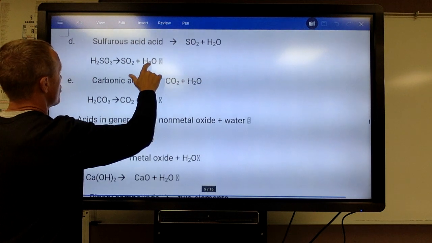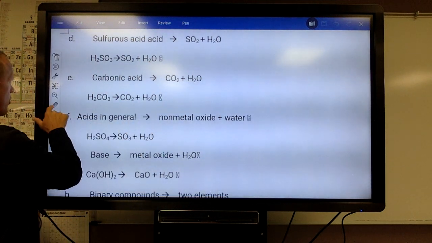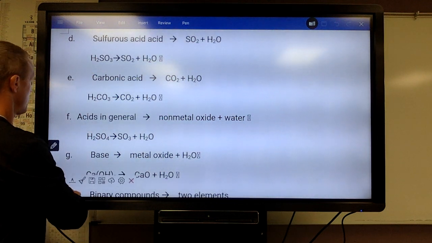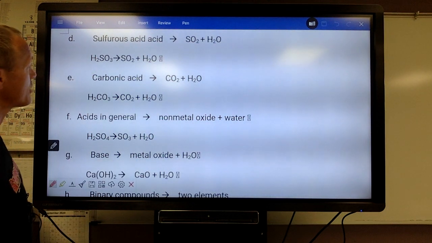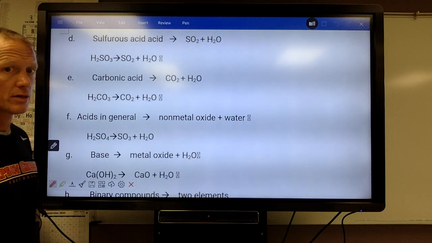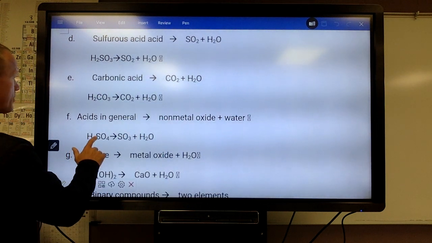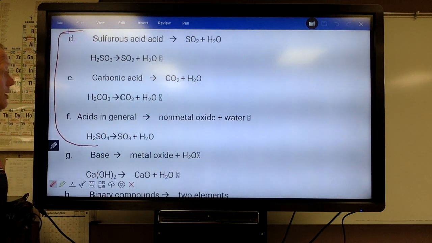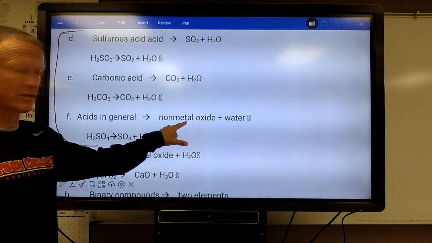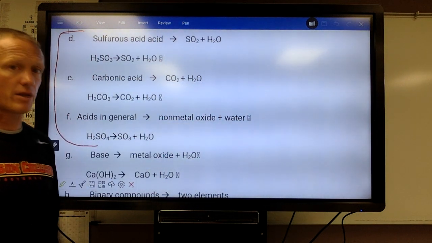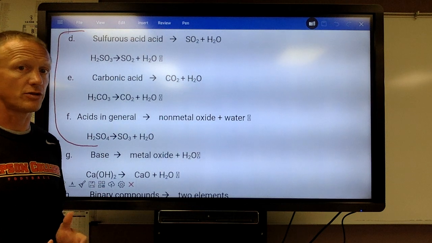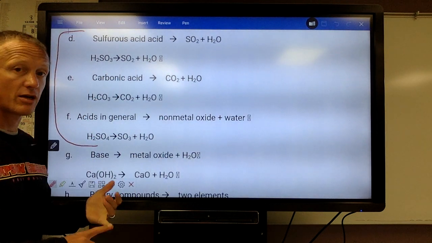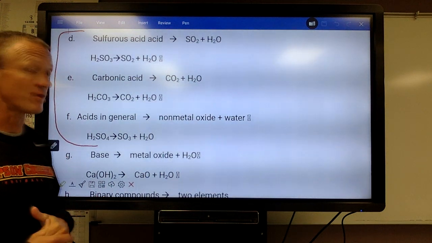The next 3 all go together. They're all the same thing. These are all weak acids. Weak acids being heated and decomposing. I guess they're just acids in general, decomposing. So acids in general produce a non-metal oxide. Think about it. Acids never have a metal in them. Think about all the acids you know, like HCl, HBr. They never have metals in them. Acids never have metals in them.